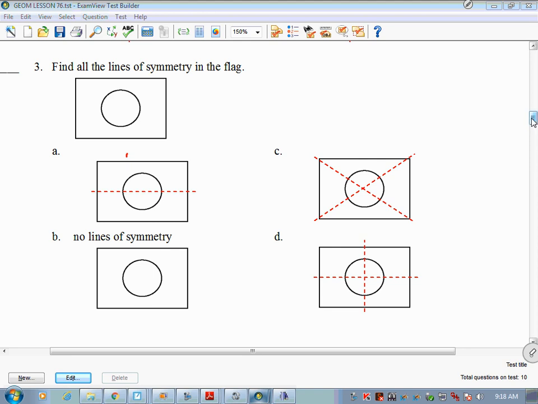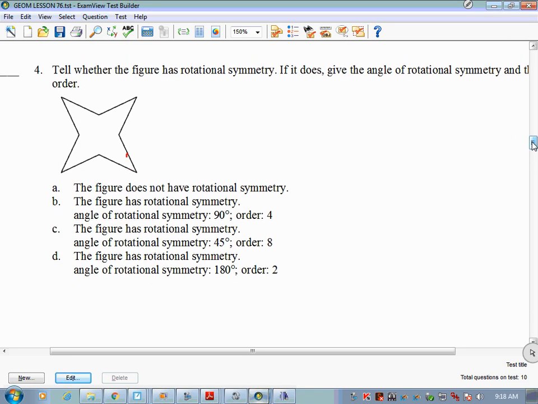Okay. Oh, get this guy. All right. Now, this switches gears. This talks about rotational symmetry. We want to tell whether it has rotational symmetry. If it does, we want to give the angle of rotational symmetry and the order.